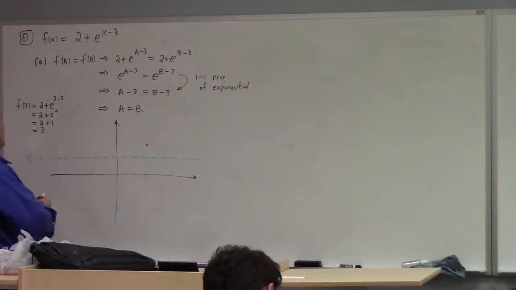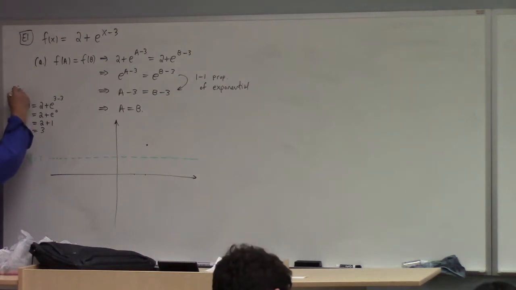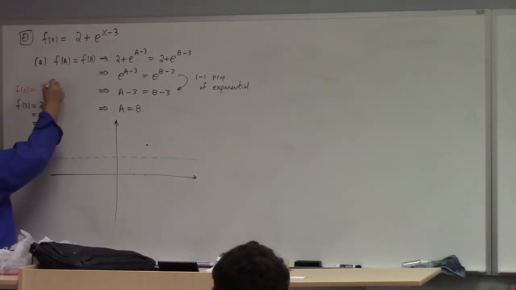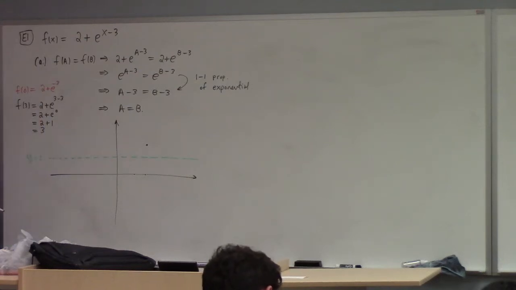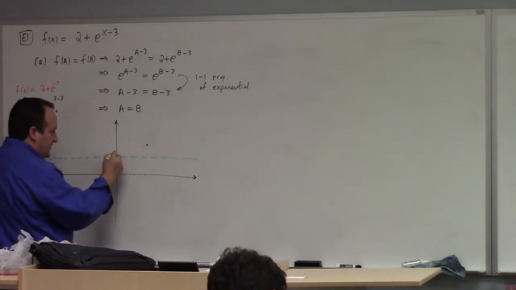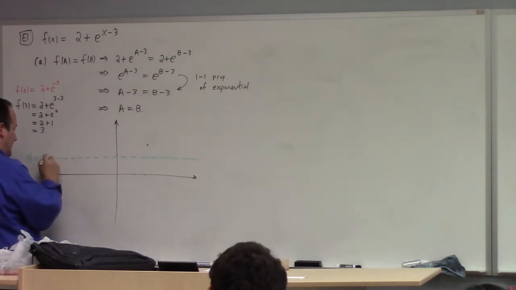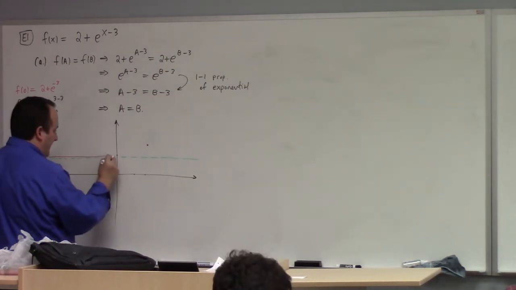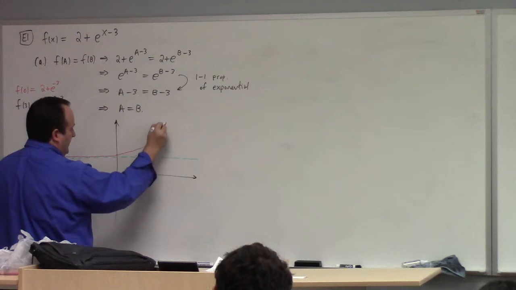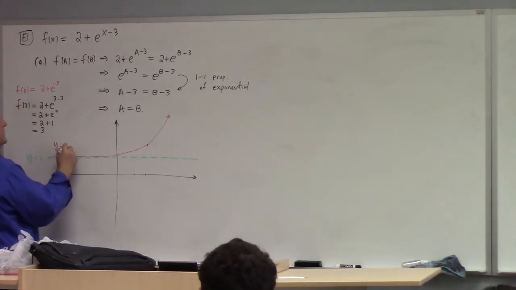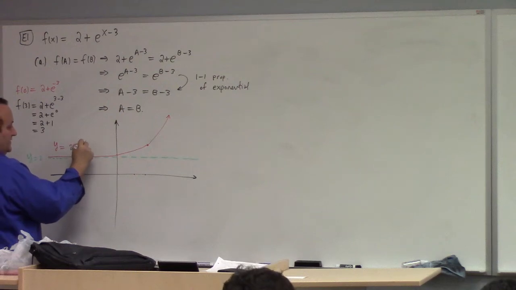And what's f of 0? 2 plus e to the minus 3. So 2 plus e to the minus 3 is just a little bit bigger than 2. It's like 2 plus 1/27th, roughly speaking. I mean, it's really, really close to 2. So you got this point, you got that point, and so what's going on here is something like this, all right? So there you go. There's a graph of y equals 2 plus e to the x minus 3.